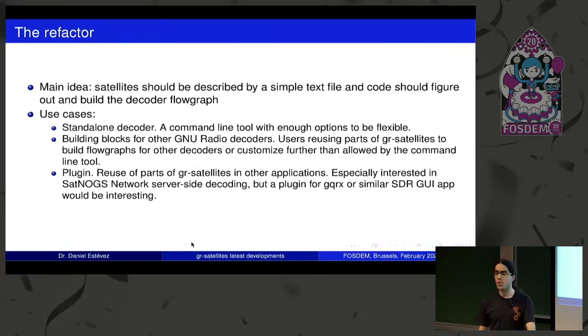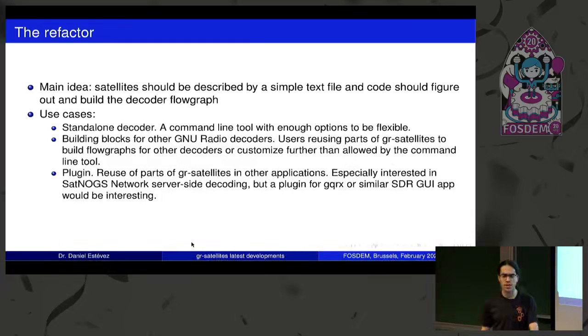One is a standalone decoder, like a command line tool, where you say, hey, this is an IQ recording for this satellite, just decode the data for me and maybe print it on the screen or put it to a file or whatever. And so the command line tool should have enough command line options to be flexible. It should support different kinds of inputs and outputs.